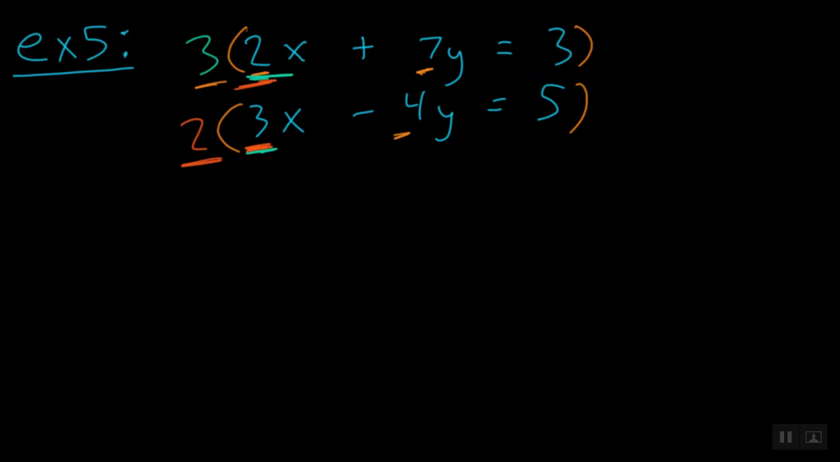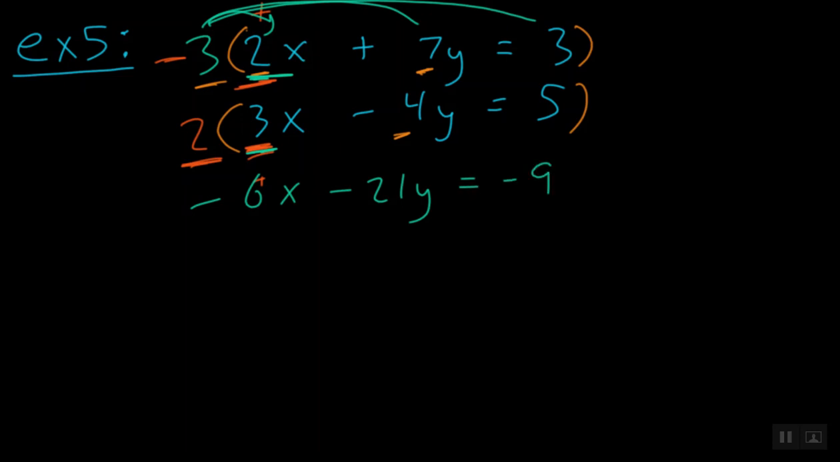Now there's one problem. A positive times a positive is a positive, and a positive times a positive is a positive. So I need to make one of these coefficients negative, and it doesn't matter which one. So let's just put it with the 3, why not? Okay, so let's distribute. Negative 3 times 2x is in fact negative 6x, negative 3 times 7y is negative 21y, and negative 3 times 3 is equal to negative 9.